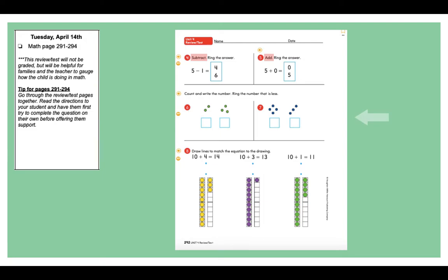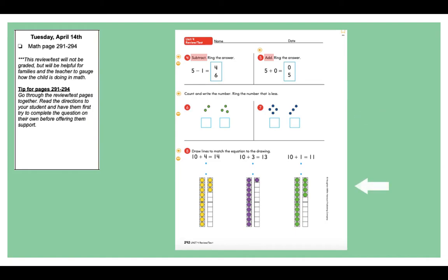All right, let's look at number 6 and number 7. Count and write the number. Ring the number that is less. That means it's a smaller number. So you're going to count the dots, write the number in the box, and then circle the one that is less, the one that is smaller. All right, you're doing that for number 6 and for number 7.